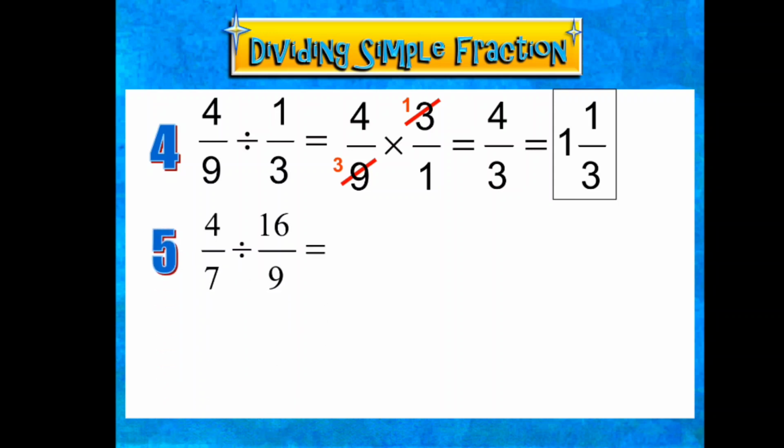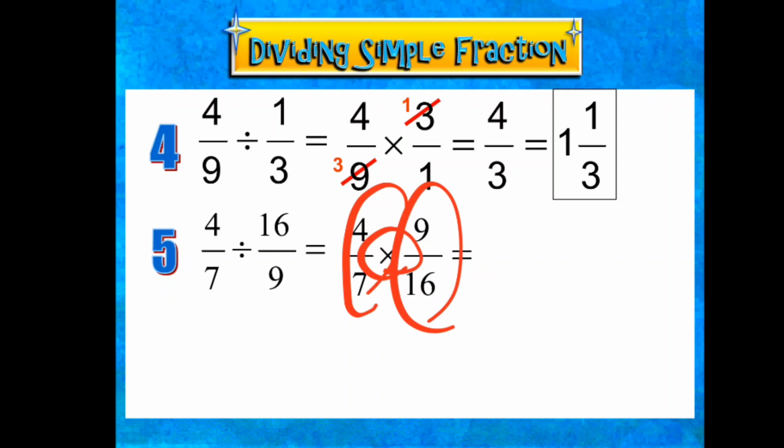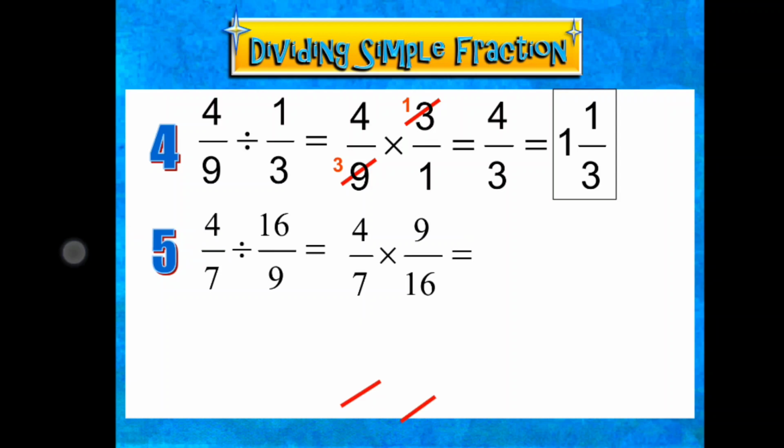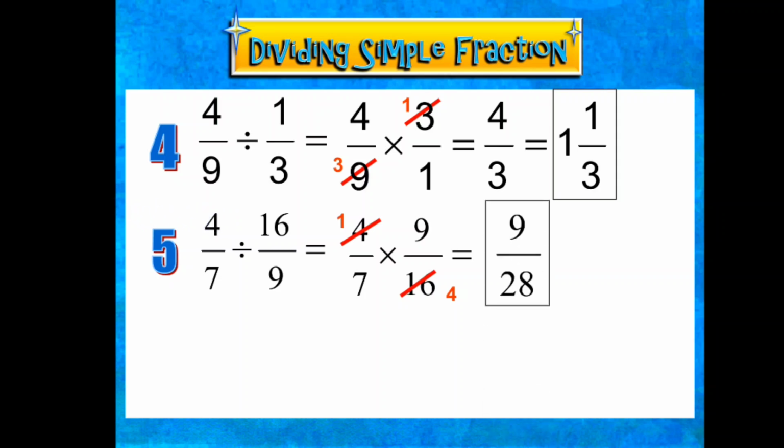How about number 5? Let's have 4 over 7 divided by 16 over 9. Again, you have to keep the first one, change the operation, and do the reciprocal of the second one. So, 16 over 9, that means 9 over 16. So, there is a GCF here. For 4 and 16, the GCF, it's 4. So, 4 divided by 4, it's 1. And then 16 divided by 4, it's 4. So, multiply now. What is left? 1 times 9, it's 9. 7 times 4, it's 28. That is already simplified in lowest terms.